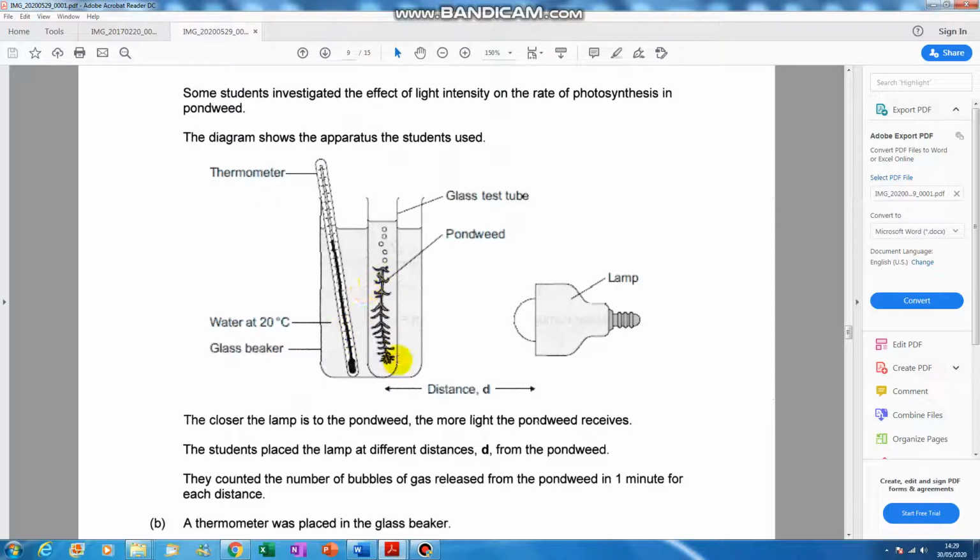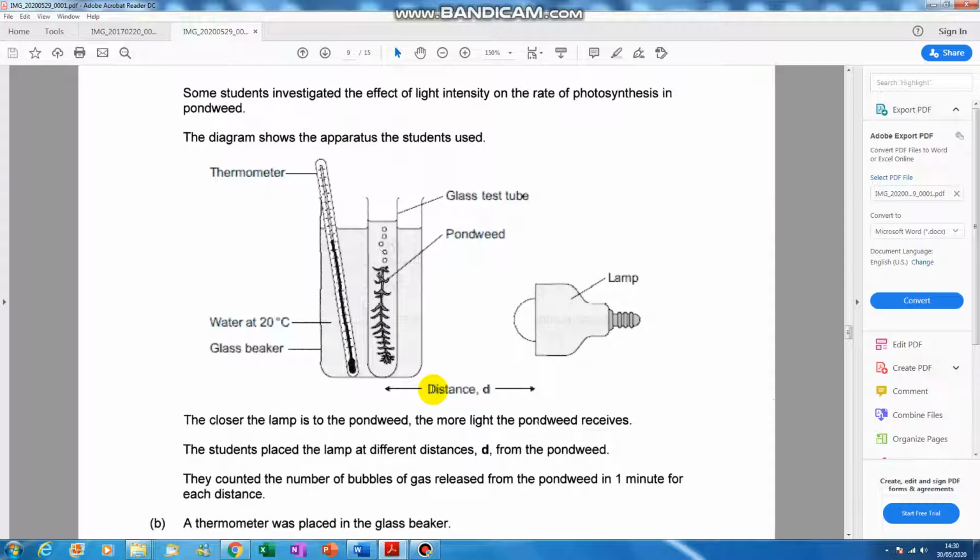So we've got some pondweed. Do bear in mind the scientific name for pondweed is Elodea. You've got a boiling tube and a beaker. You've got water held at 20 degrees in the beaker. You have got a lamp which you can change the distance it is away from the boiling tube. The closer the lamp is to the pondweed, the more light the pondweed receives.